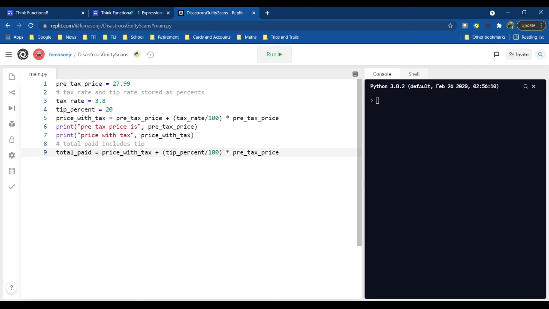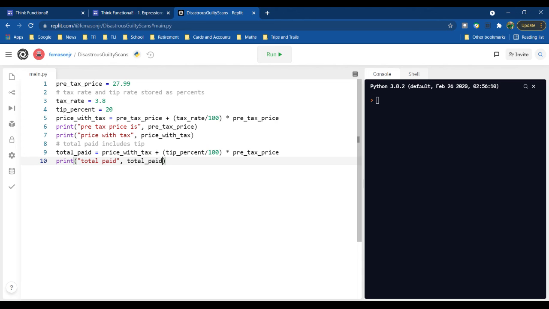Okay, so let's see if this seems right. So let's read over the code. Of course, you'll check as you go. So the total paid is the price with tax, which is right, plus 10% divided by 100, which is right, had to convert to a decimal, times the pre-tax price. Okay, and then we'll print that out. So print total paid, and then total paid.